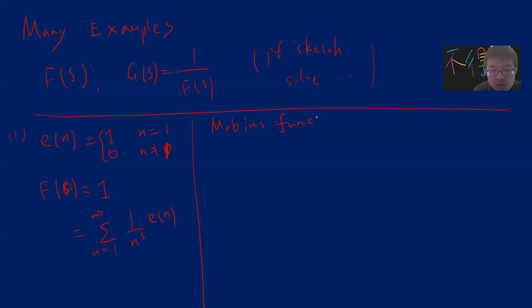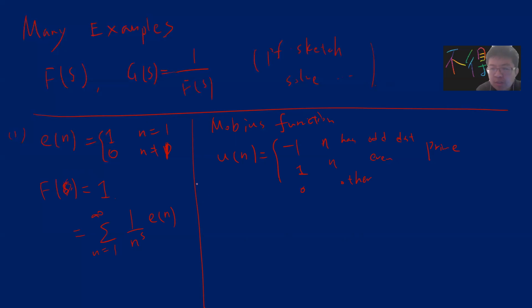The Mobius function, also famous in number theory, is mu of n. Mu of n is defined to be what? If n has r distinct primes, you need to count how many distinct primes n has. If n has an odd number of distinct primes, it's -1. If n has an even number of distinct primes, it's 1, otherwise 0.